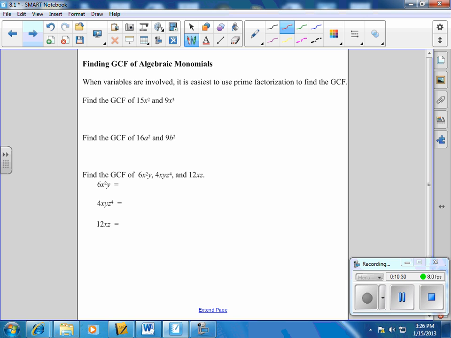Let's just worry about the numbers, 15 and 9. The biggest number that they have in common, most people can probably see this, is 3. If you need to, write out their prime factorizations. 15 is 3 times 5, and 9 is 3 times 3. So what they have in common is 1 three each. So far my GCF has a 3 in it.